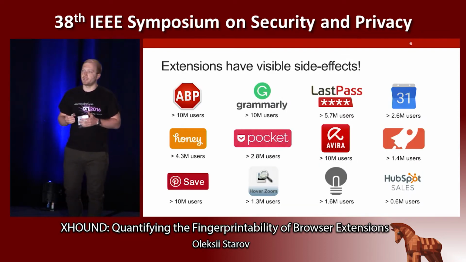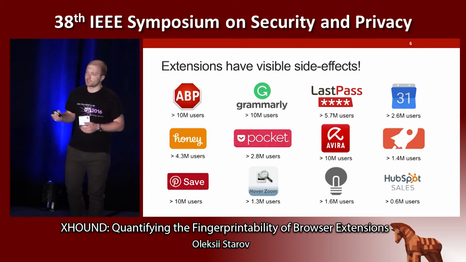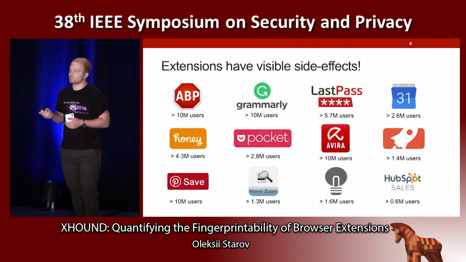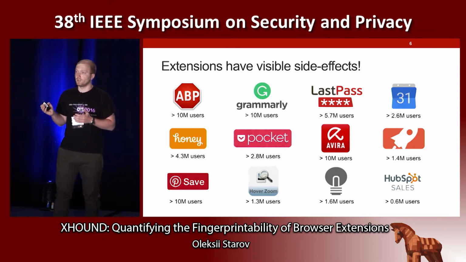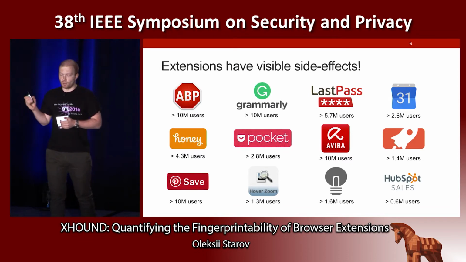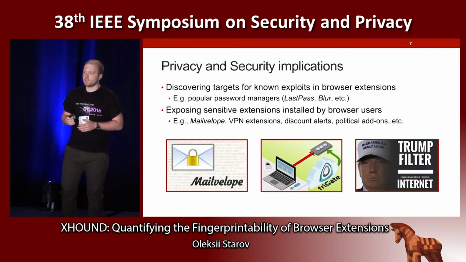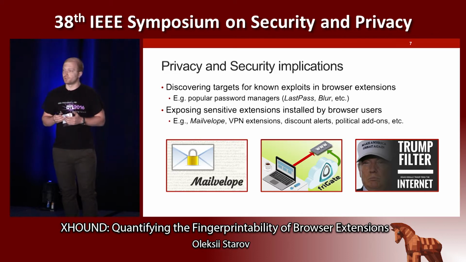It appears that many browser extensions introduce similar visible side effects. All these popular extensions that we saw on the first slide are detectable via their visible side effects, whether they add some additional content or block it. For example, some block malicious scripts or ads. Obviously, this has privacy and security implications.